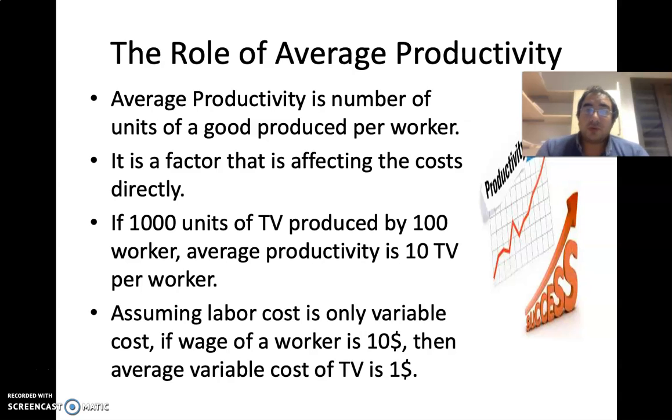You can use average productivity to calculate the labor costs. So if 10 TVs are produced per worker, and you pay the worker $10, say $10 per hour, and 10 TVs are produced per hour, then you pay $10 per worker, and that worker produces 10 TVs, which means per TV the average variable cost, the cost you pay for the worker, is $1.